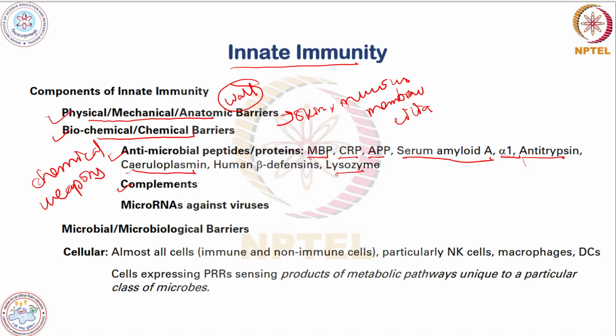The next one is microRNAs against viruses. And what are these? These are the small genetic molecules that help block viruses from replicating inside our cells. So these are responsible for blocking the viral replication in our body. So they act like a molecular scissors for cutting down the virus's ability to grow and spread.